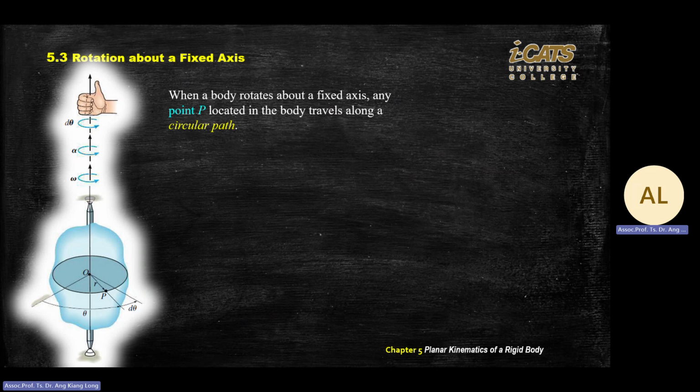Okay, so if you have an axis and you rotate, and we look at the point on the body, we fix O as the origin, the center of the body, and there's one point of interest at P, and this P rotates in a circular path. This black dark circle is the circular path.